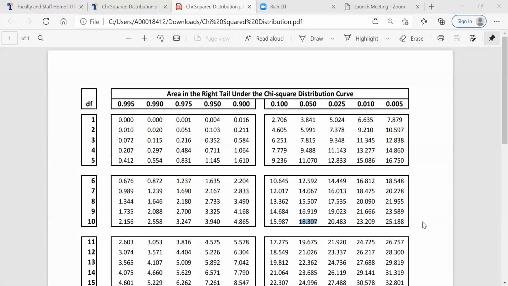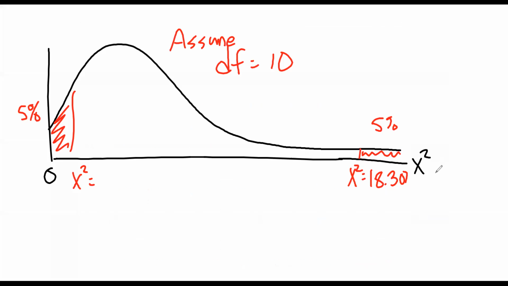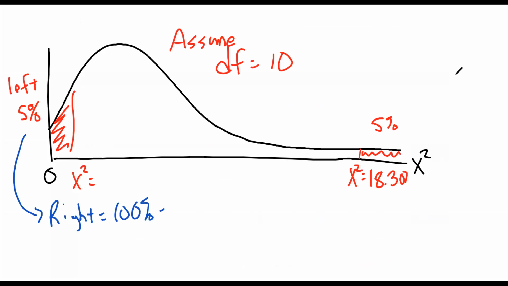But what about the left tail? The left tail has 5% in it, but our chi-squared table needs to know what's to the right. So if the left was 5%, then the right would be 100% minus 5%, which is 95%. So if I wanted to look up this chi-squared value that cut off 5% on the left, I need to think about it as cutting off 95% on the right.